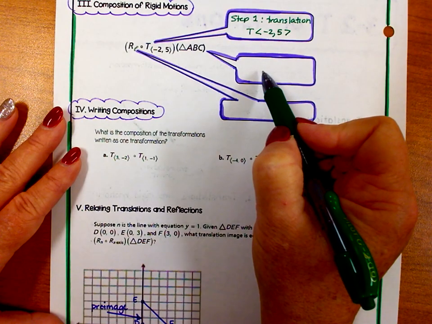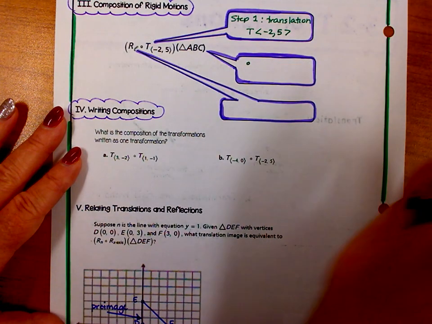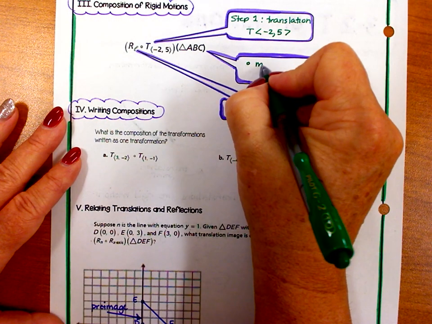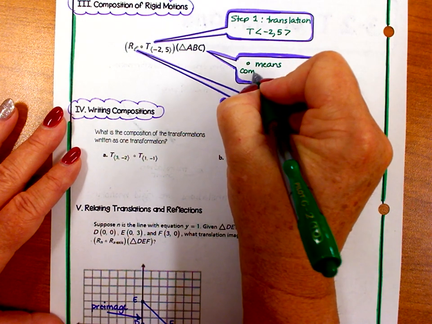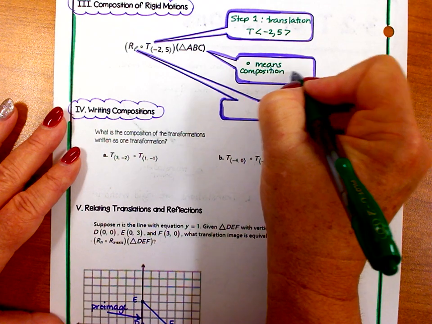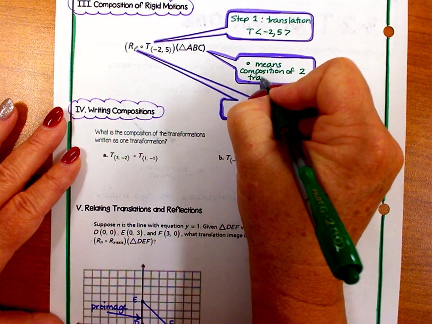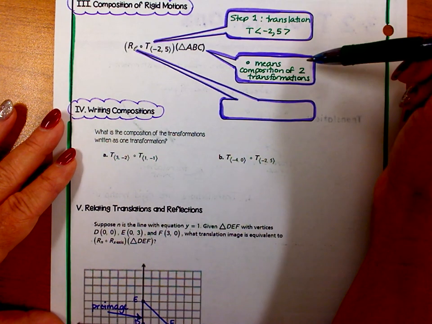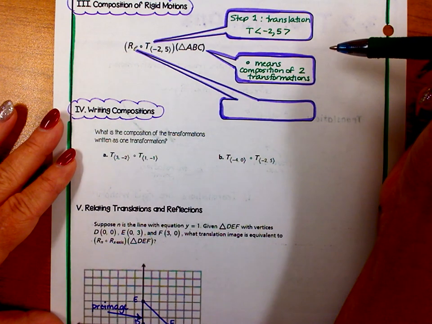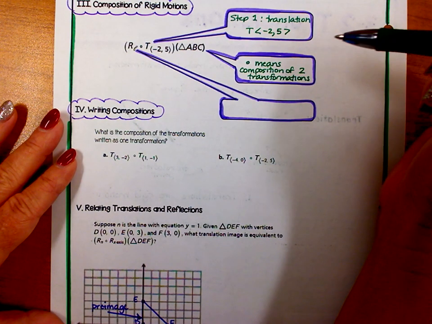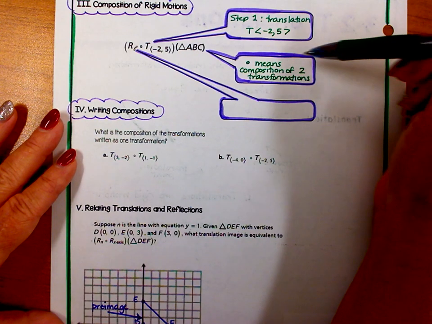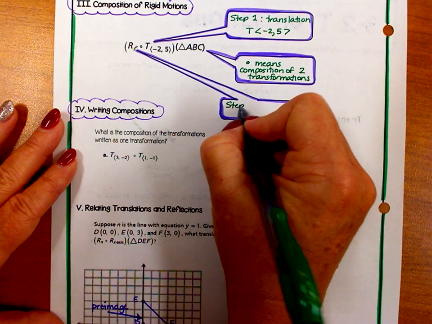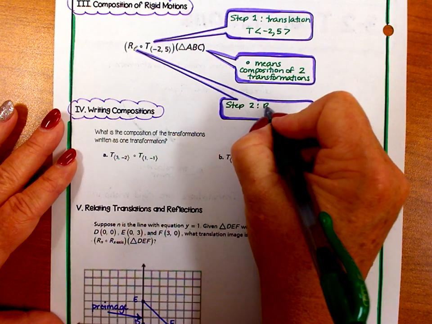Okay, this one right here, that little dot, that little circle, that means composition of 2 transformations. In English, when you have a composition, that's more than one paragraph that's pulled together. In math, specifically transformations, a composition is more than one transformation pulled together. And then your step 2 is going to be your reflection.